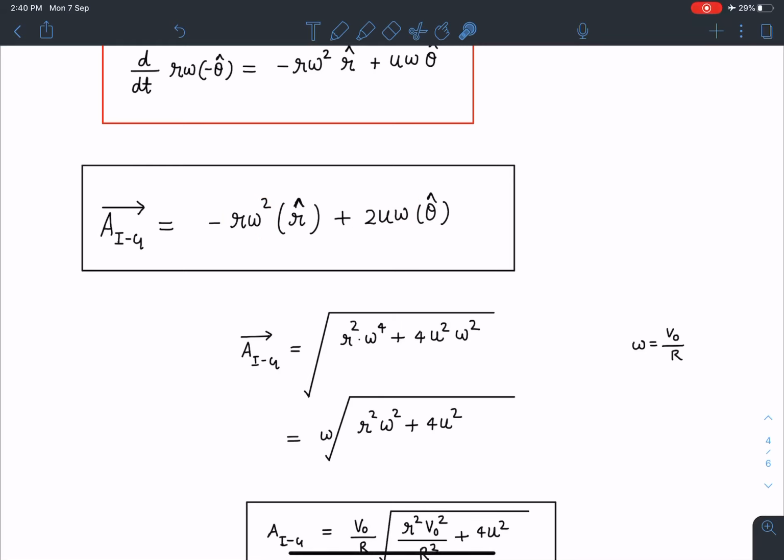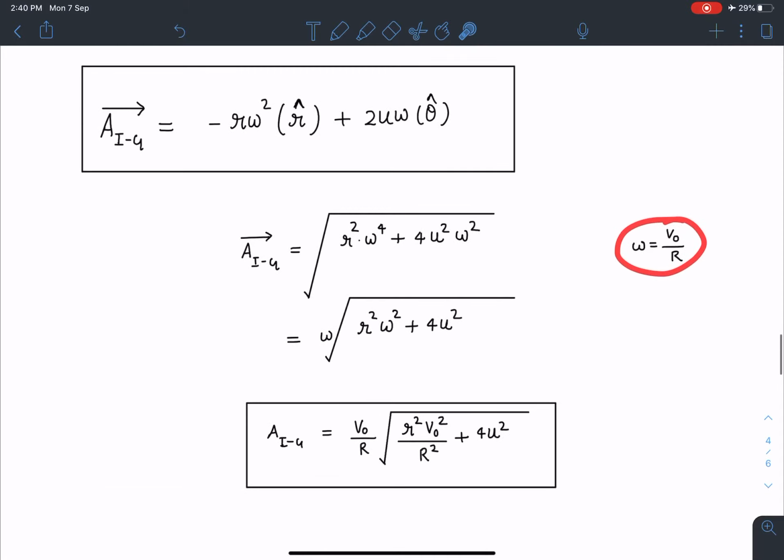So when I substitute the value of omega as v naught by R and simplify, I'll be getting this acceleration of insect with respect to ground as v naught by capital R, root of small r square v naught square by capital R square plus 4u square. This is going to be the answer for this particular problem.